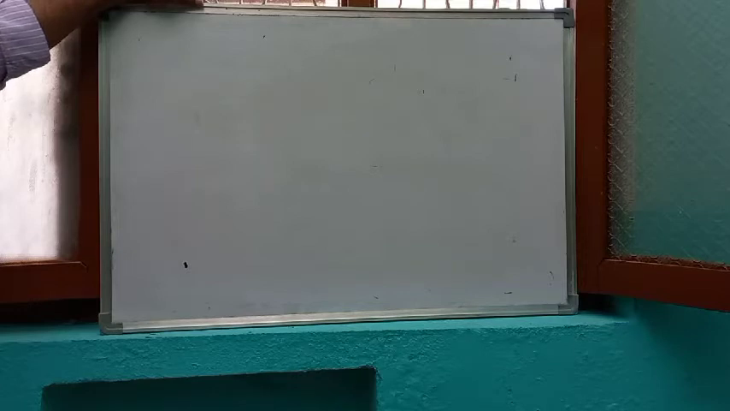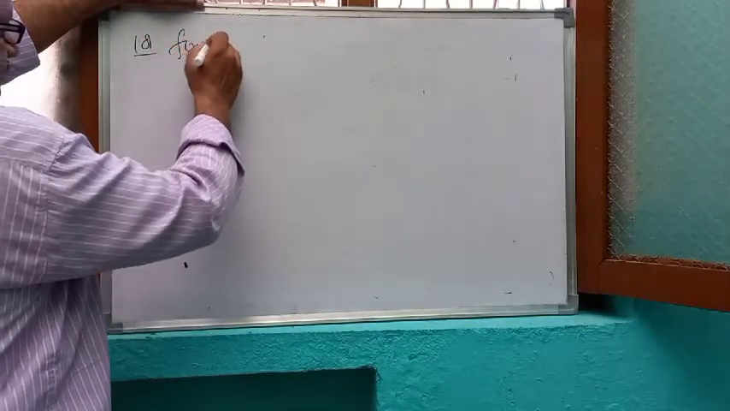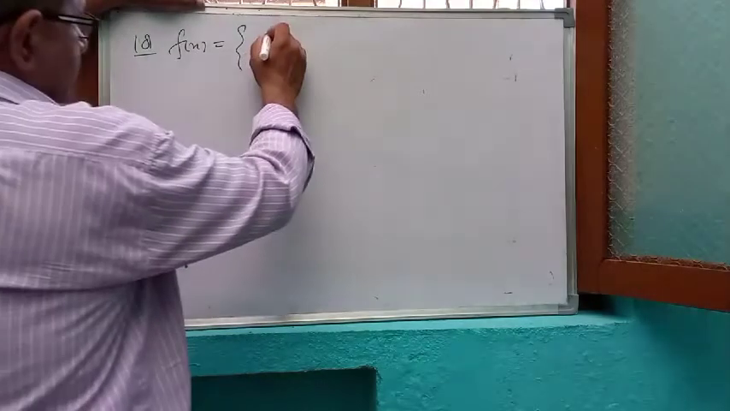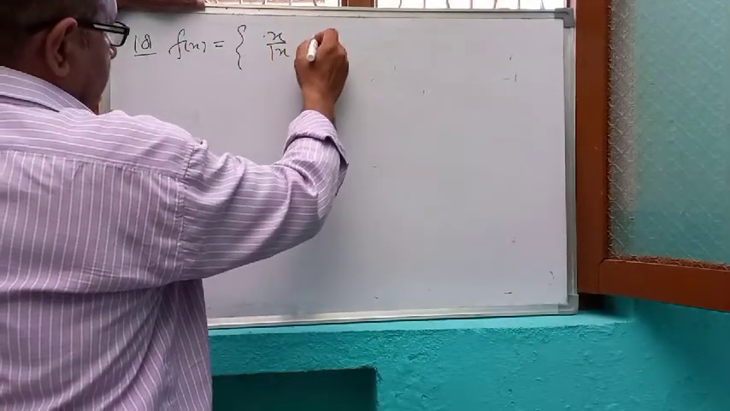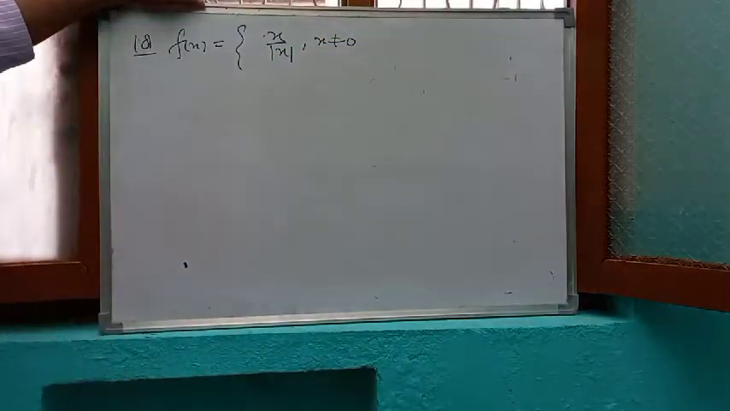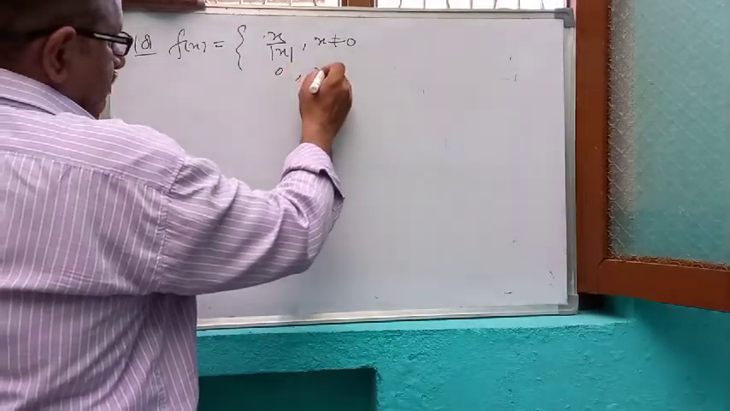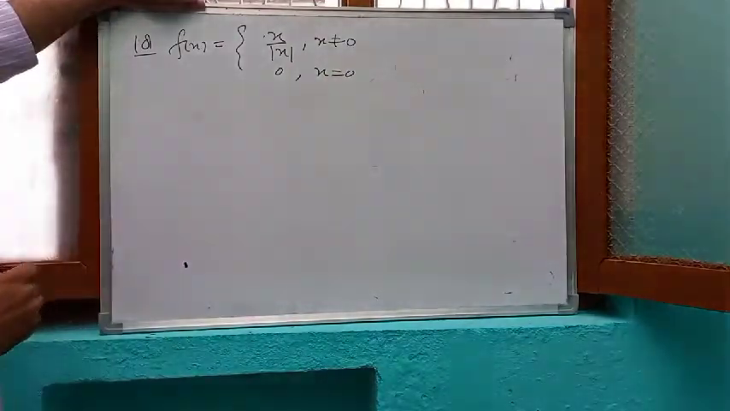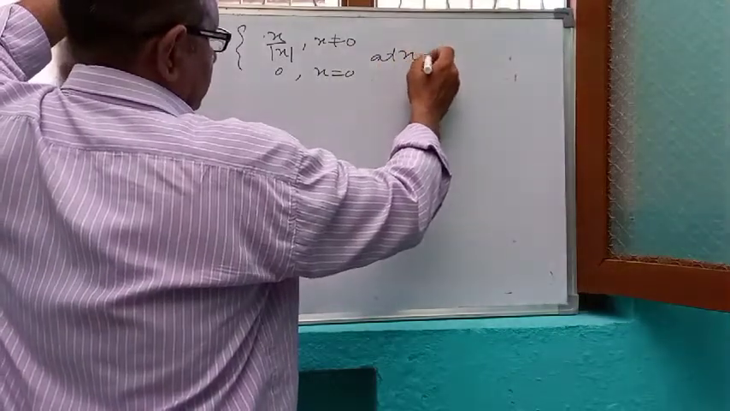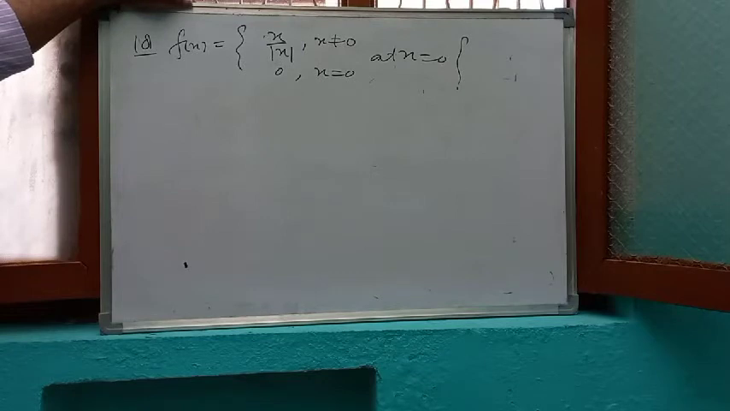Next question, question number 18. The function f(x) is given as x upon |x| if x is not equal to 0, and for x equal to 0, it is equal to 0. We have to check whether this function is continuous or not at x = 0.